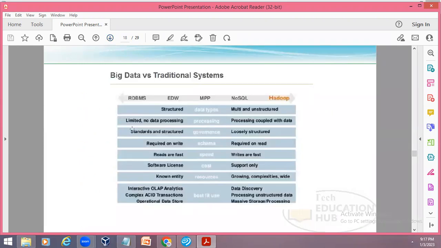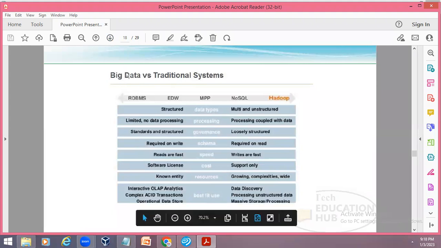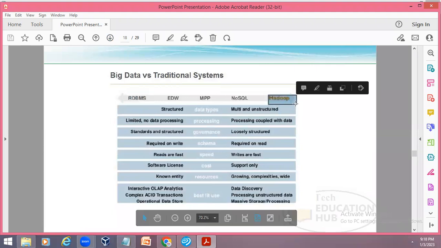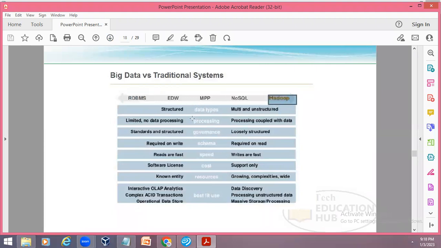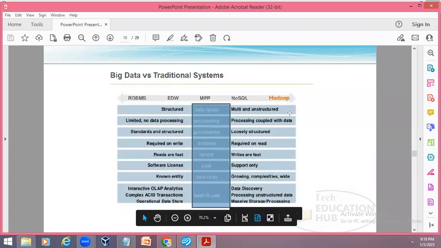So this is the difference between, because so far most of the people have worked on traditional systems like the RDBMS, but now we want to see the difference between the RDBMS system and the Hadoop system or the big data system. So please have a look and compare this RDBMS versus Hadoop. Based upon these bullet points, please note the differences. Just have a look at the slide, then we will discuss.